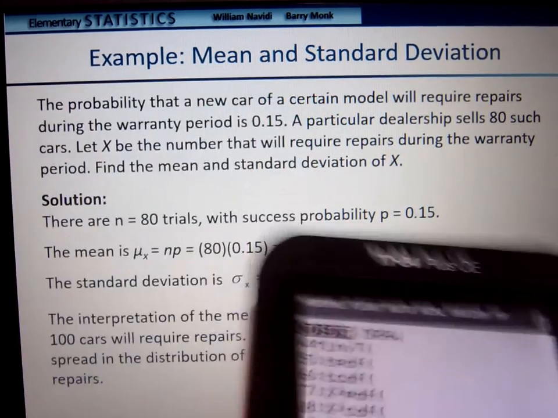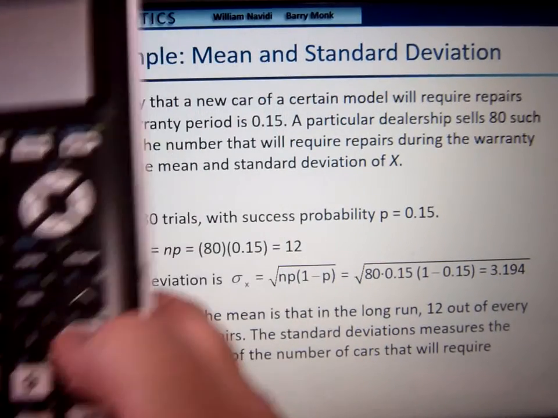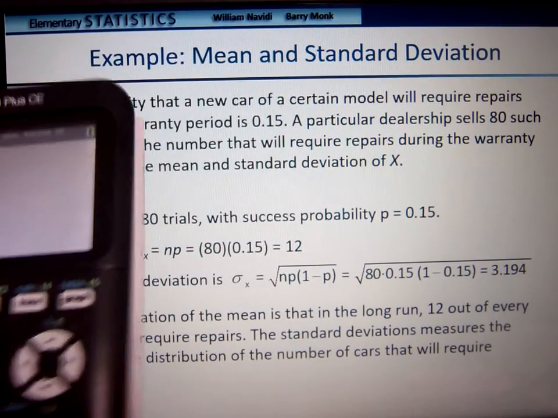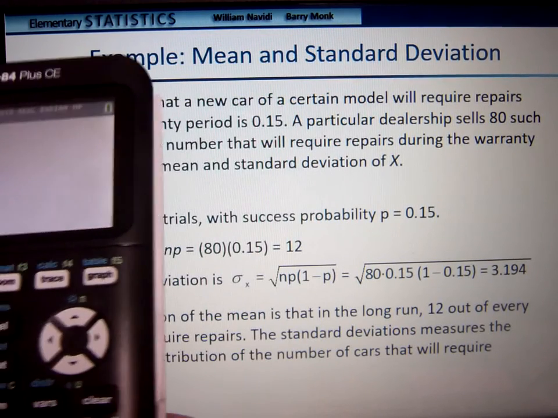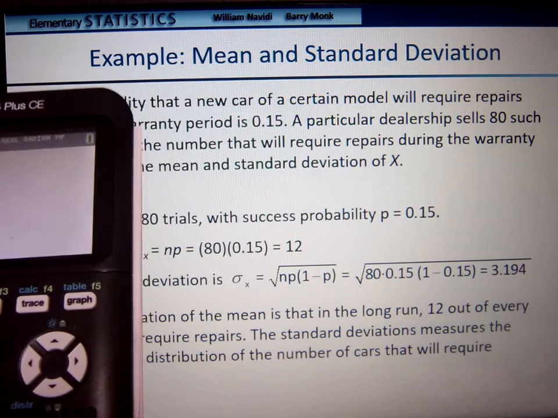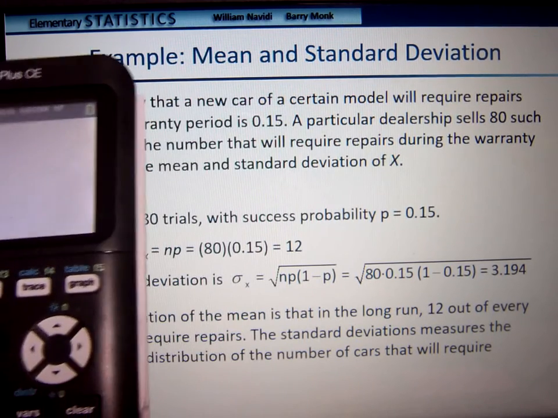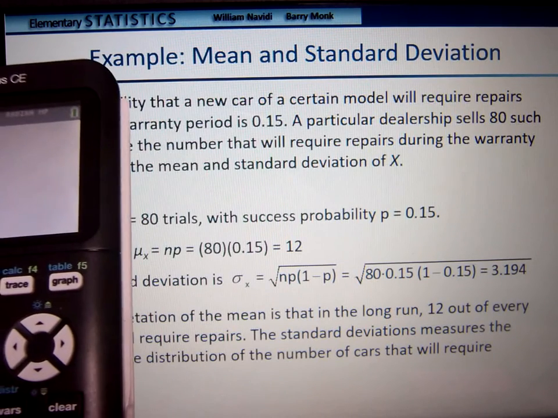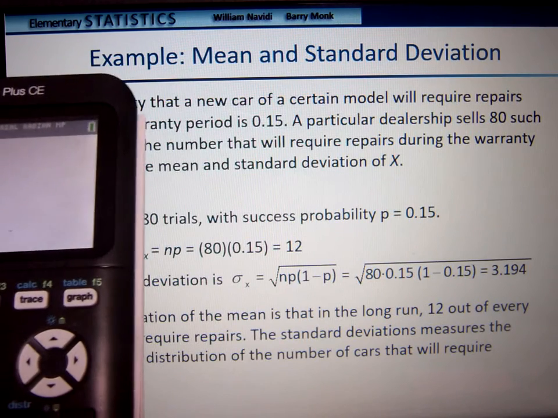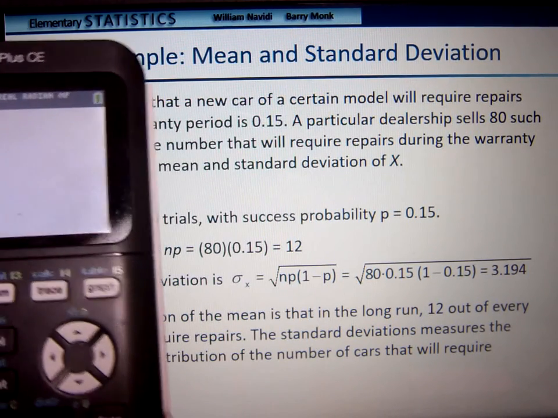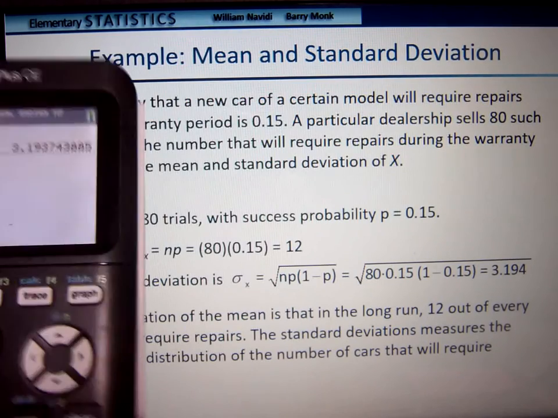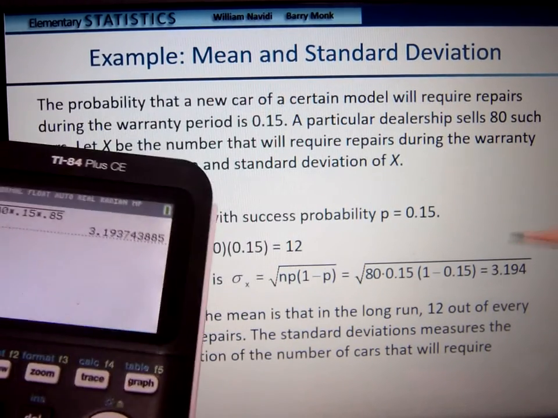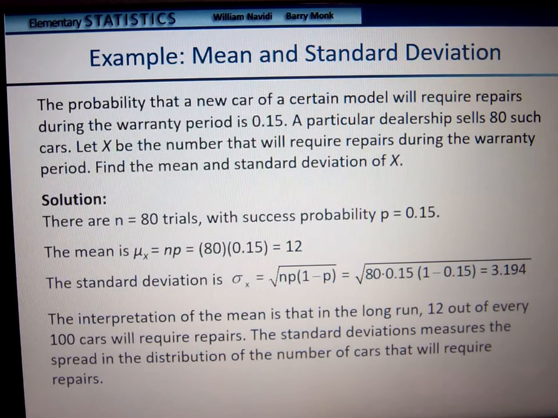Okay, I'm going to go here. I'm going to take the square root. And I have 80 times 0.15 times, now I think we know if we take 1 minus 0.15, we get 0.85. And let's hit enter. Yep. Okay, so this square root bar should have ended right here. So the answer is 3.194. Make sure you note that in your PowerPoint, especially if you're printing it and taking notes.